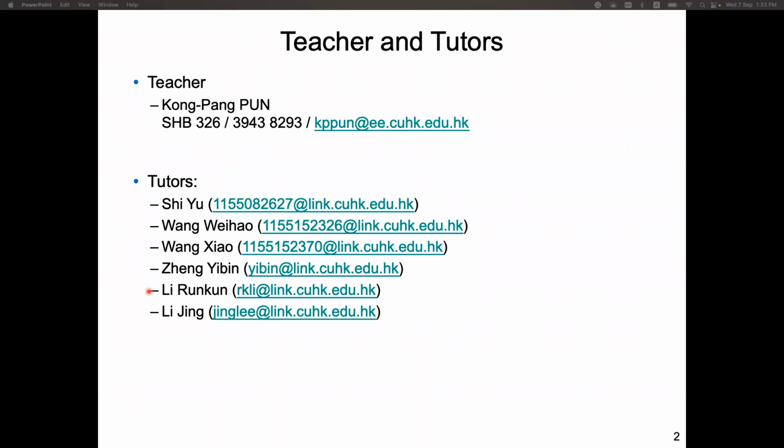And in this course, we have 6 TAs. 3 of them are here: Zheng Yibing, Li Jing, and Li Renkun. They are always in the 3rd floor of the Hosing Engineering Building, the ASIC Design Lab. And the email addresses are here.